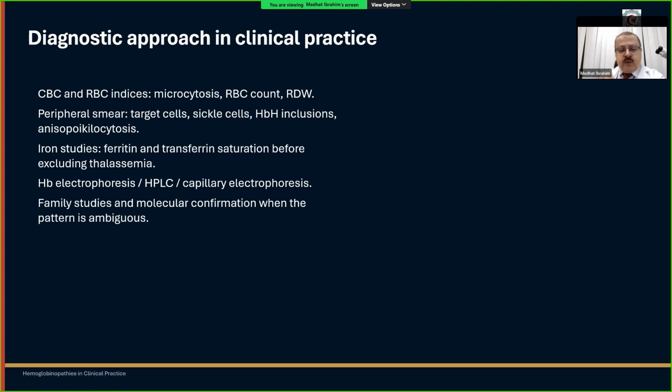For diagnosis, we have to use the normal way, but there are some hints. It is very important to check if the patient has microcytosis. The RDW is very important as well, as it gives a hint whether this is just a case of thalassemia or associated with iron deficiency anemia. Peripheral smear, of course, shows target cells, sickle cells, etc. Iron status is very, very important, with ferritin and transferrin.